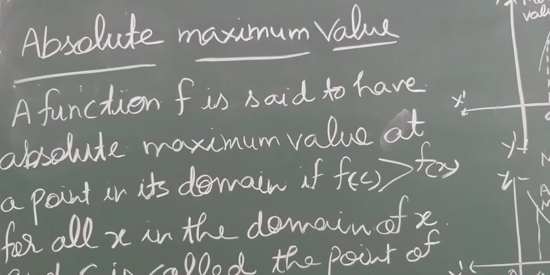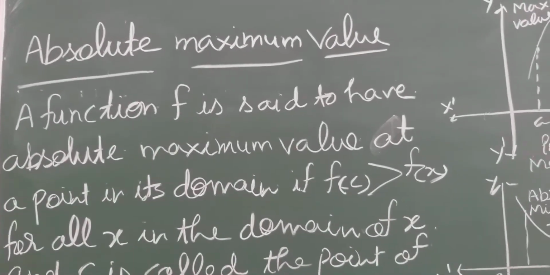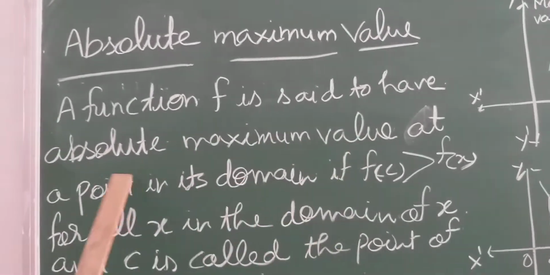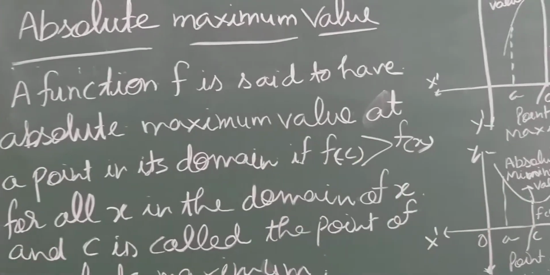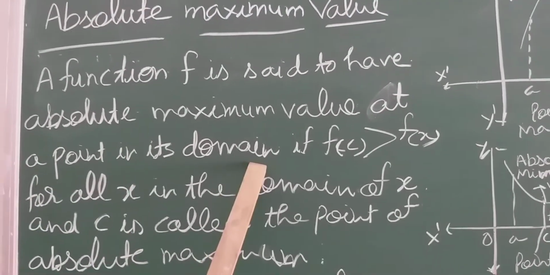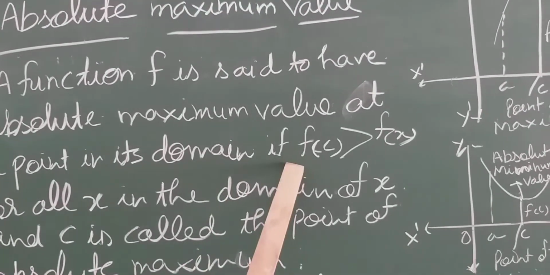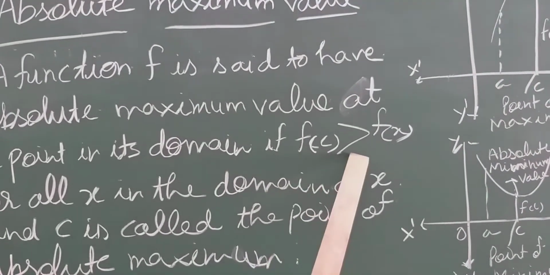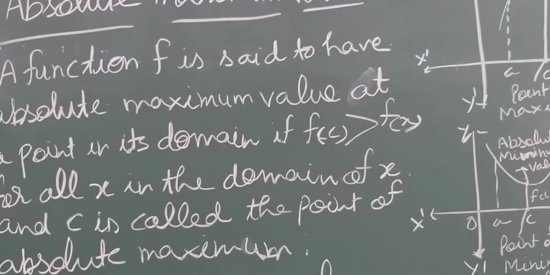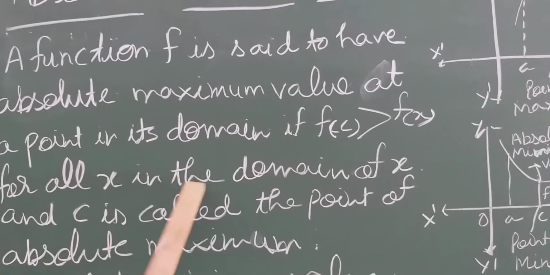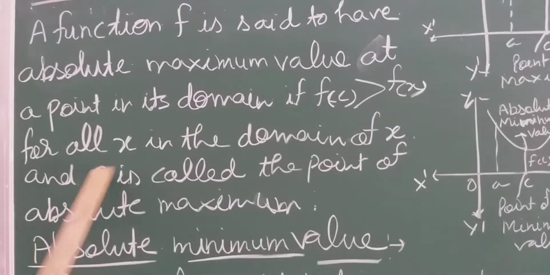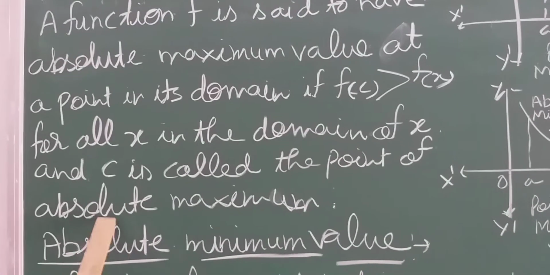So what is absolute maximum value of the function? A function f is said to have absolute maximum value at a point c in its domain if f(c) is greater than f(x) for all x in the domain of f, and c is called the point of absolute maximum.